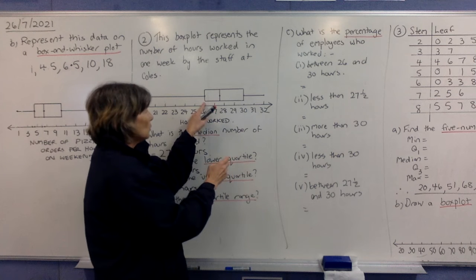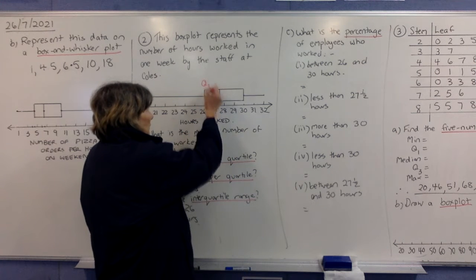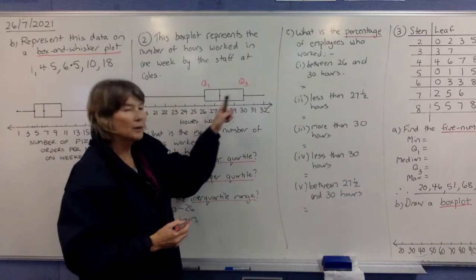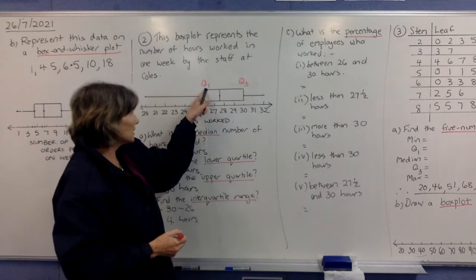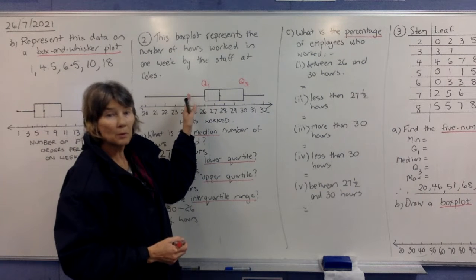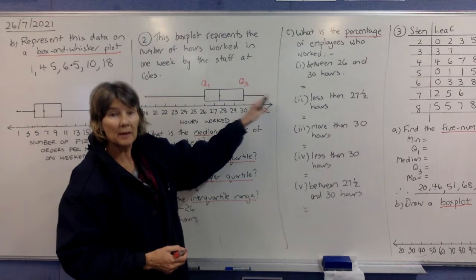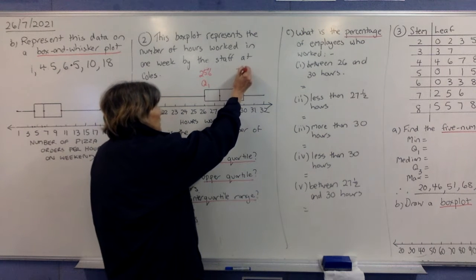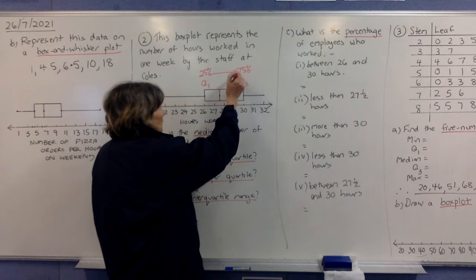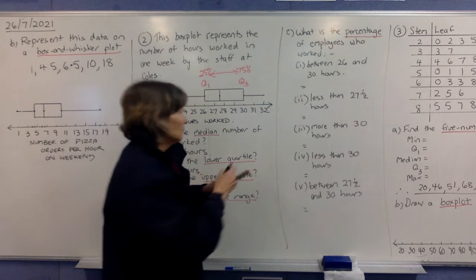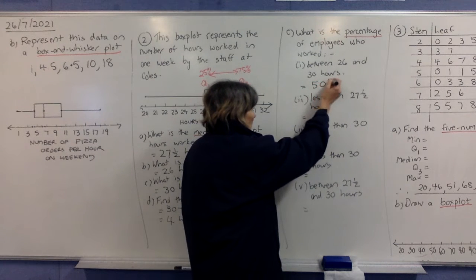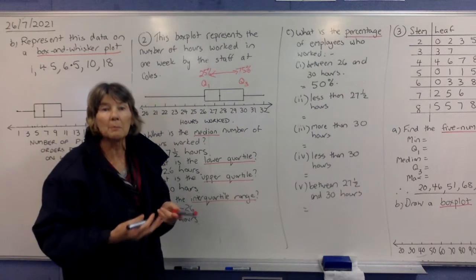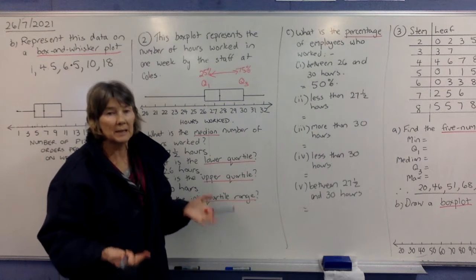Now, that was Q1 and that was Q3. So the percentage between Q1 and Q3, remember this is the 25%, the bottom quarter, and this is 75%, the top quarter. So the percentage between those would be 50%. There is no working out in these questions. These are things you should just understand because you understand what quartiles and medians are.